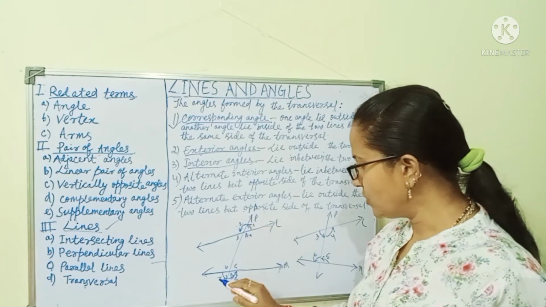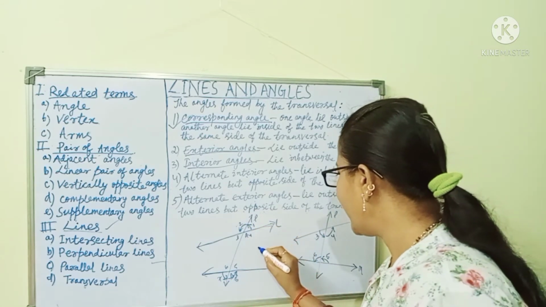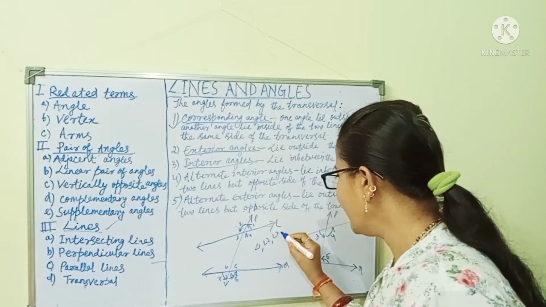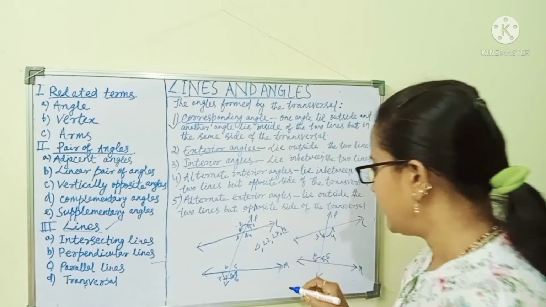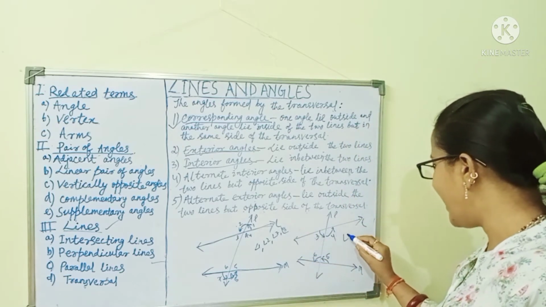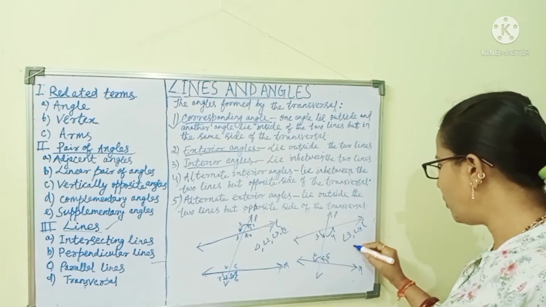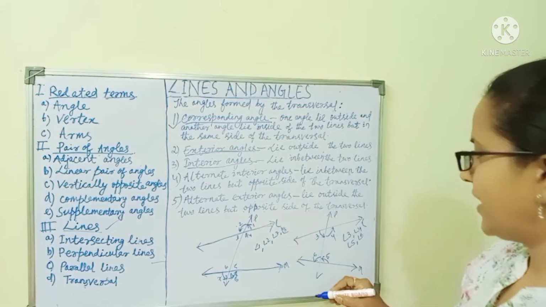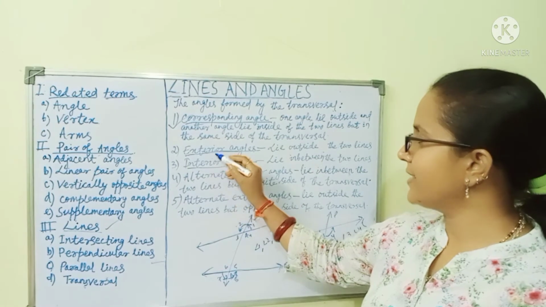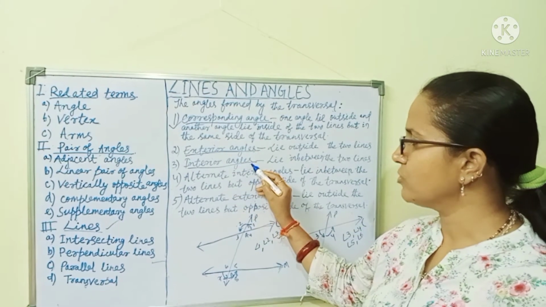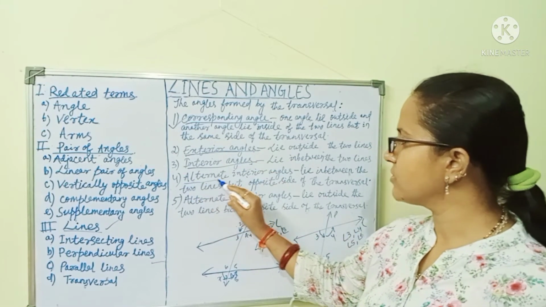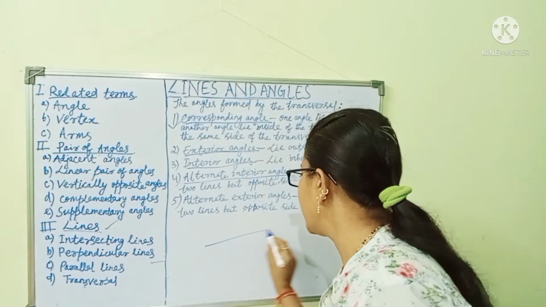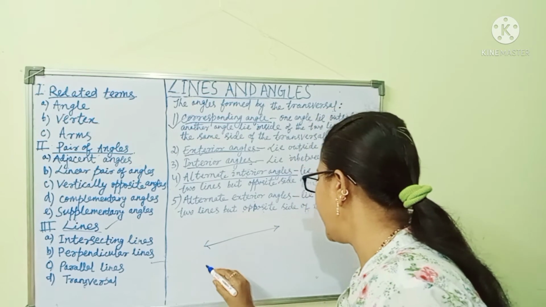The exterior angles are 1, 2, 7 and 8, and the interior angles are 3rd, 4th, 5th and 6th. Understood? So, exterior angles and interior angles are over. Then we will discuss the alternate interior angles. I will consider any two lines, L and M.